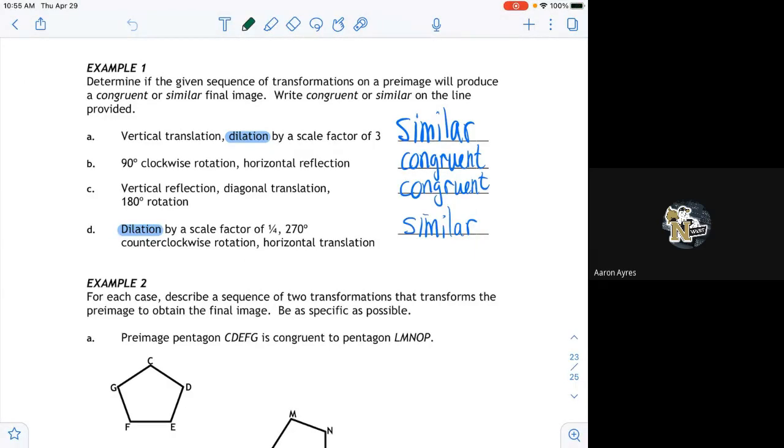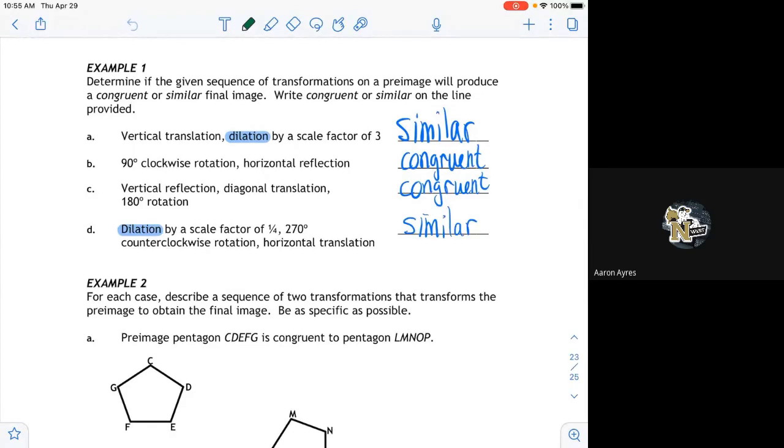Okay, everybody. So, like we talked about on Tuesday, if the list of transformations has a dilation in it, then the final image is similar to the pre-image, right? And if there isn't a dilation listed, then the figures are congruent. I could give you 150 different transformations on something. And if I don't tell you that it dilated, the final image is congruent to the pre-image.